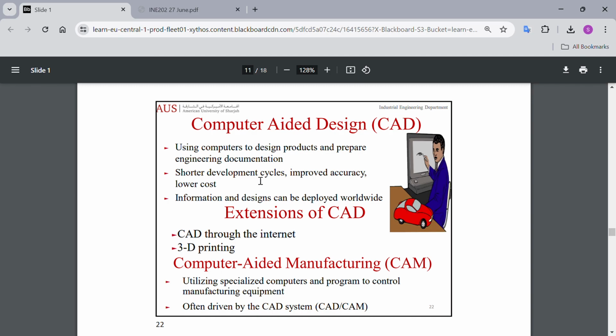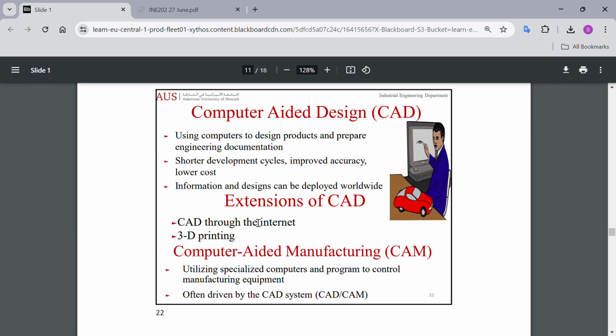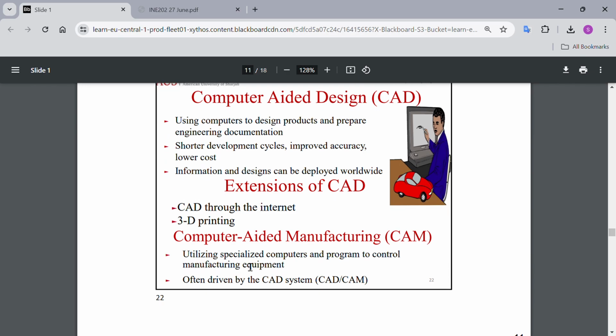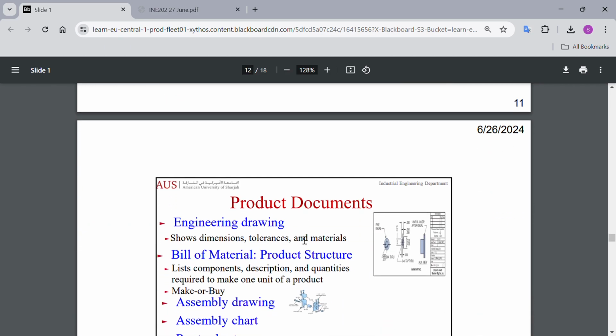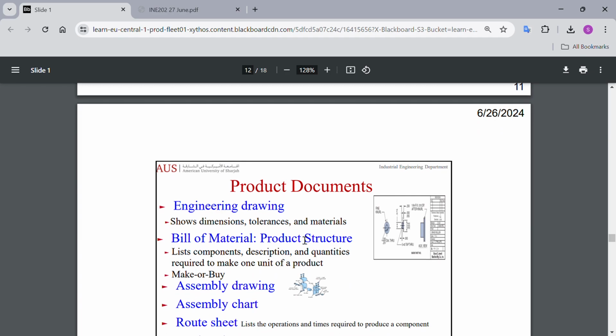So 3D printing, computer-aided manufacturing, CAM, this is an extension of CAD. It utilizes specialized computers and programs to control manufacturing equipment, and it's often driven by the CAD system. So the CAD system drives this CAM system. We cannot have computer-aided manufacturing without the CAD system, without having the computer-aided design.